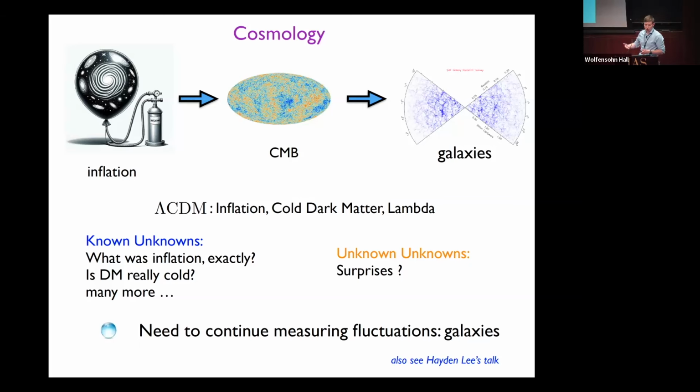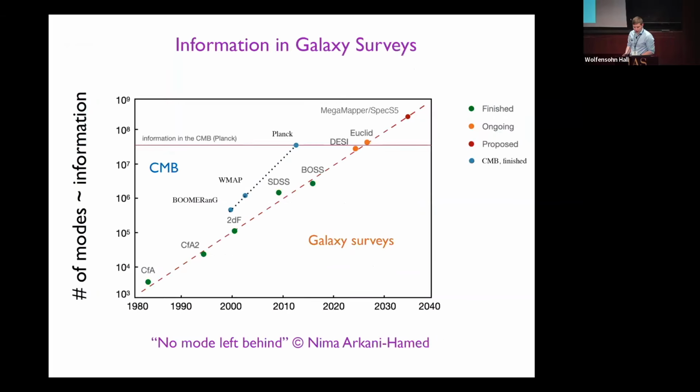So in order to continue making progress on these questions, we have to continue measuring fluctuations. And that means that after exploiting the CMB, now we have to move on to galaxies. And in cosmology, we have a very precise definition of information. That will be the number of modes. Here I'm showing you the number of modes as a function of year. Historically, galaxy surveys have been the main source of cosmological information in the past.